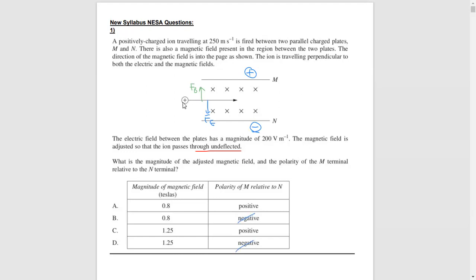So now we just need to actually do the calculation. Well, remember, QVB is FB and QE is your force from electric field from year 11. Q just cancels. We know V, we know B. We want to find B. So B here is going to be E over V. E is given as 200, V is given as 250, which is 0.8. So that means the answer will be A.